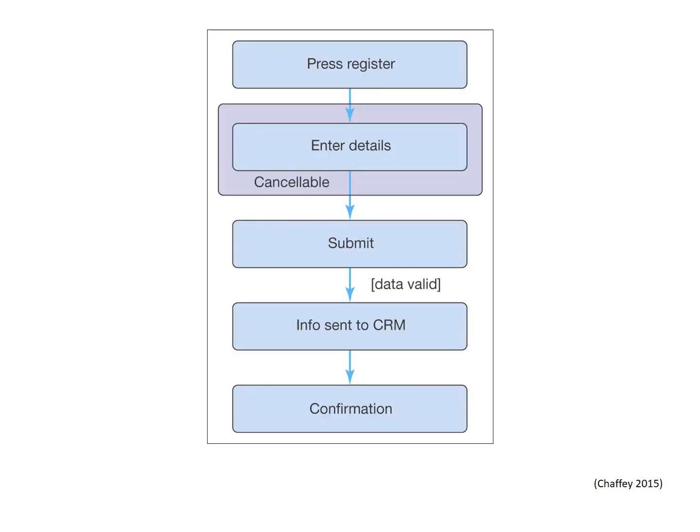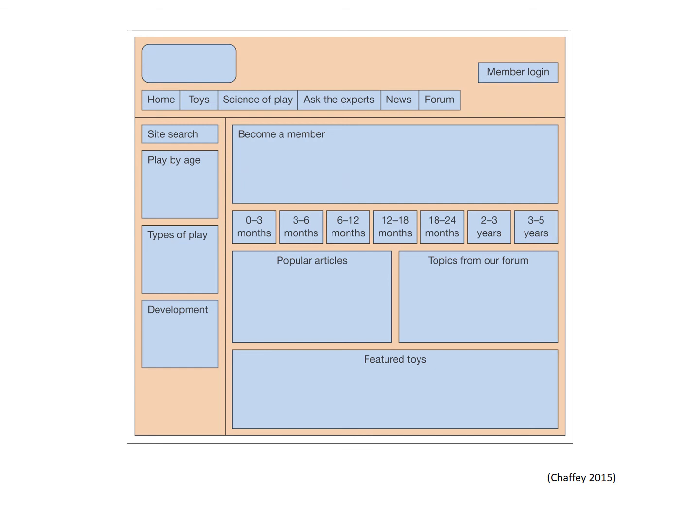So here we have again: press register, enter details, submit, information sent to CRM, and confirmation. So again, we have different stages and processes. Here we have another example of information that could come in.